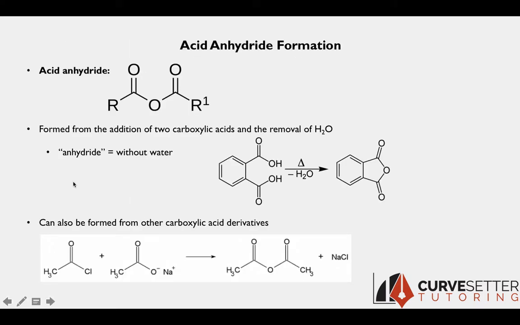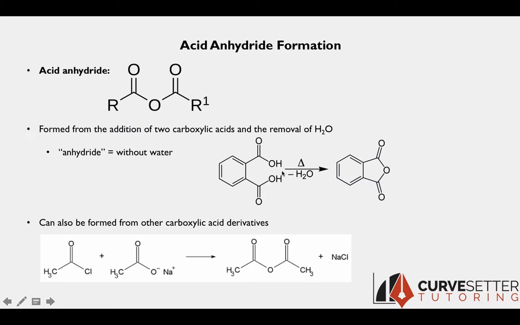So next we'll talk about acid anhydrides, which are another carboxylic acid derivative. Acid anhydrides look like this. They're formed from the addition of 2 carboxylic acids, and again, the removal of water, so another condensation reaction. Anhydride, that term, means without water. So acid anhydride is 2 carboxylic acids that are formed with the removal of water.